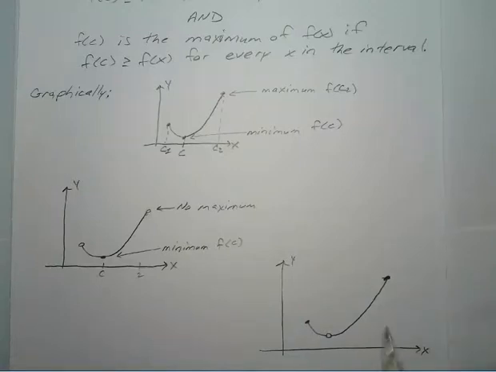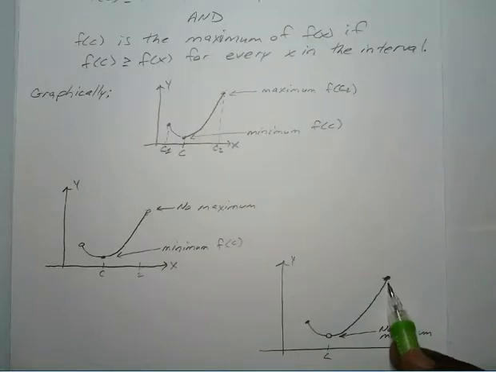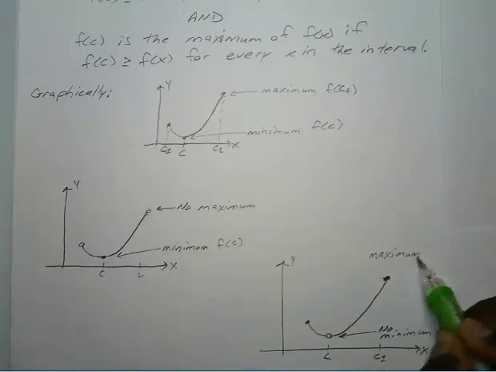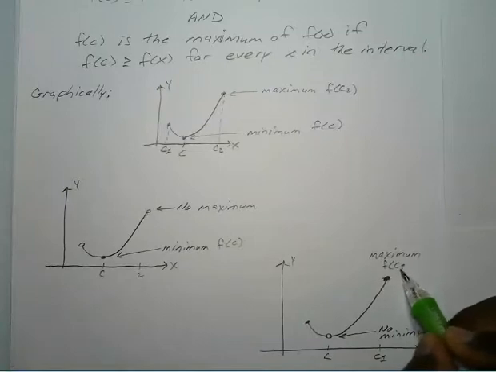You can see here at this c value that there is no minimum, because once again, you can get closer and closer to that value and not actually equal that value. So there's no minimum here, but your maximum, we'll say this is over c number 1, is f of c number 1.